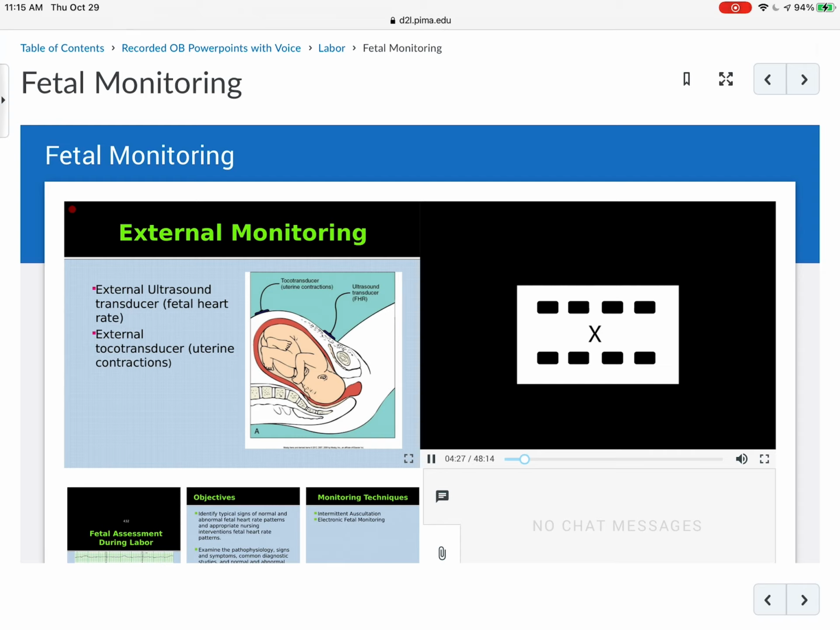The external ultrasound device will pick up baby's heartbeat. Now notice it's on the lower quadrant of the abdomen.